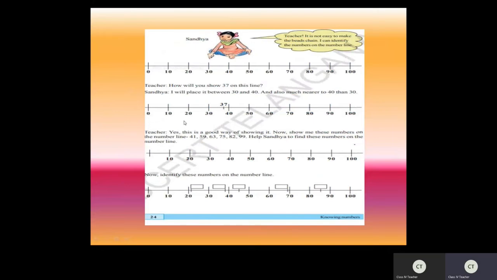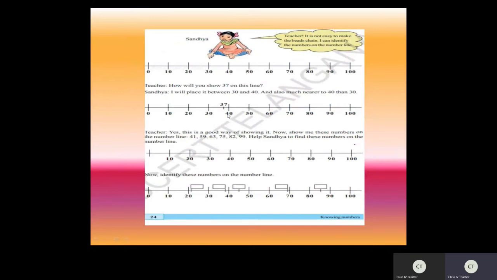After 0 to 10, 10 to 20, 20 to 30, after 30 I'll just go on placing the 7. I'll count where the 7 lines come. So first, from 30 to 40, I'll go on with 10 complete lines, so that the 7th line I'll mark as 37. 30 plus 7 lines will give you 37. So 37 is in between 30 and 40.